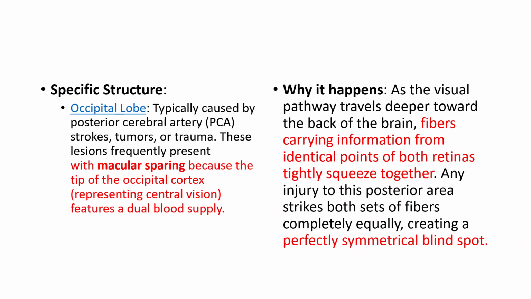These lesions frequently present with macular sparing because the tip of the occipital cortex features a dual blood supply. Why does it happen? As the visual pathway travels deeper towards the back of the brain, the fibers carrying information from identical points of both retinas tightly squeeze together. Any injury to this posterior area strikes both sets of fibers completely equally, creating a perfectly symmetrical blind spot.